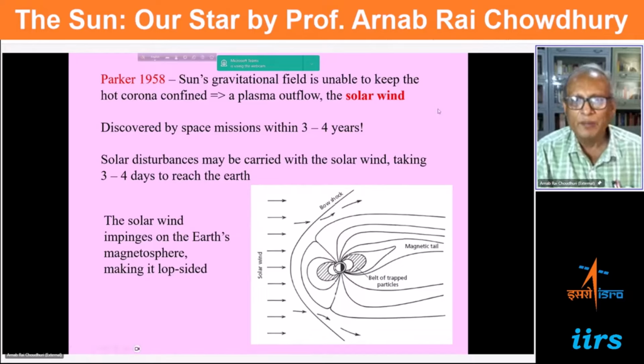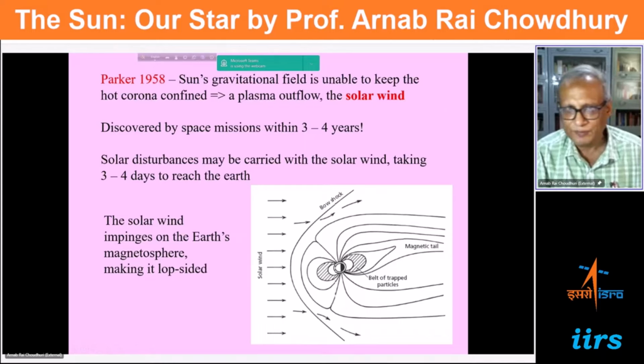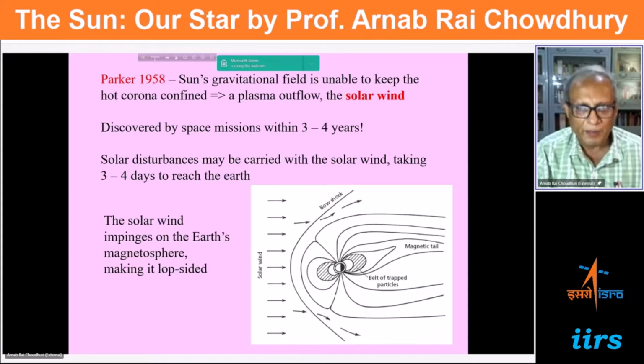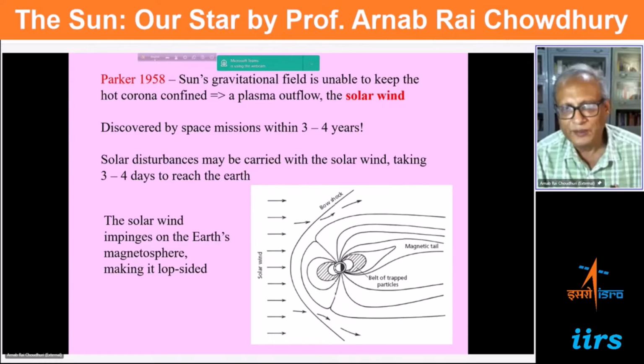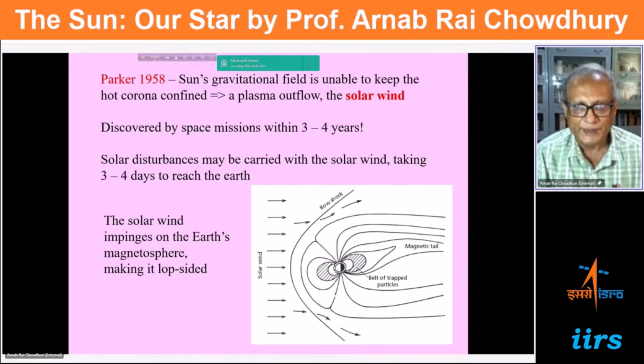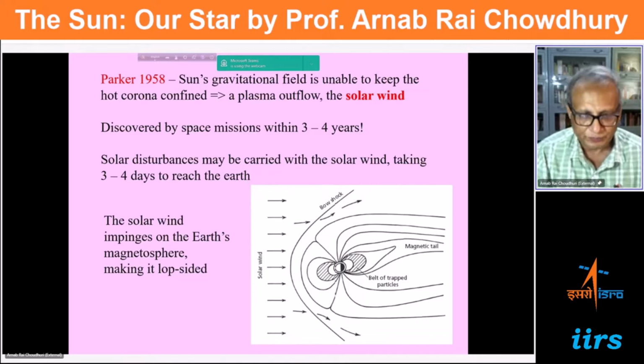At that time, most of the scientists of that era thought that it is quite an absurd idea. But within some 3 or 4 years, solar wind was detected by in situ measurement from space missions, and the density and velocity of the solar wind near the Earth's orbit were found to be in conformity with Parker's prediction. So that is regarded as a sort of a big triumph of theoretical solar physics.